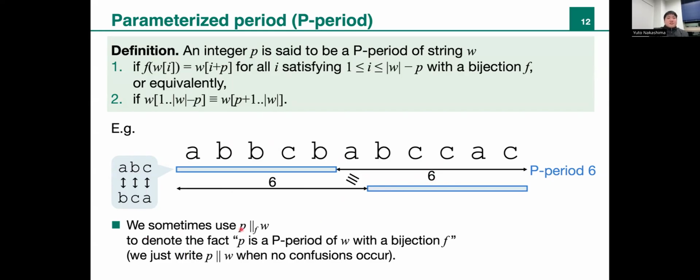We sometimes use this notation with P and W. This notation denotes the fact that P is a parameterized period of string W with bijection F. We also just write P bar W when no confusion occurs, so we sometimes drop the bijection F.